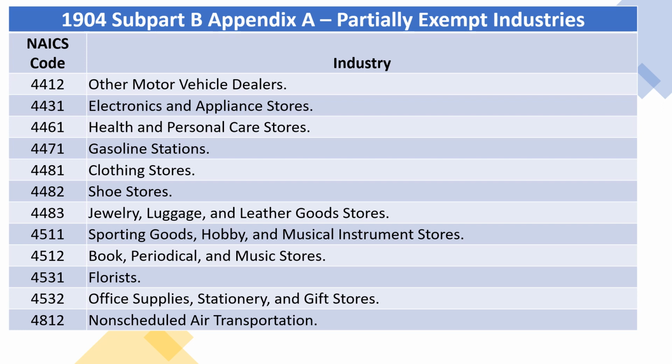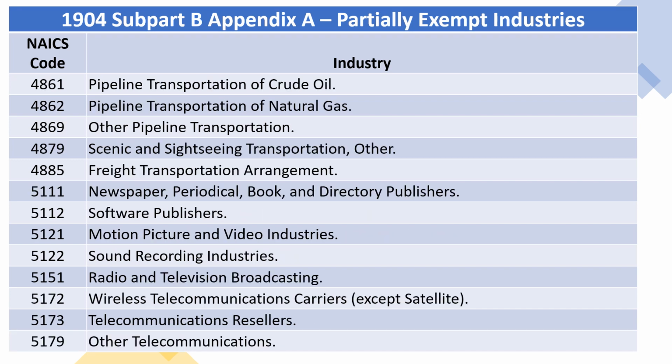4812. Non-scheduled air transportation. 4861. Pipeline transportation of crude oil. 4862. Pipeline transportation of natural gas. 4869. Other pipeline transportation. 4879. Scenic and sightseeing transportation, other. 4885. Freight transportation arrangement. 5111. Newspaper, periodical, book, and directory publishers. 5112. Software publishers. 5121. Motion picture and video industries. 5122. Sound recording industries. 5151. Radio and television broadcasting.